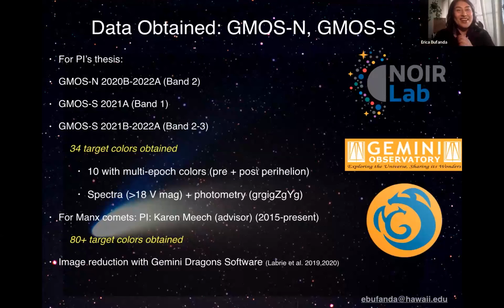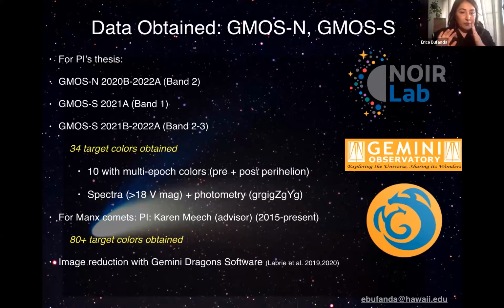There we go. Okay, so I've had the pleasure of being able to gather data using both Gemini North and Gemini South from the 2020B semester to the present, using a variety of band designations. And I've been able to collect 34 target colors, so 34 active LPC colors. At least a dozen of those have multi-epoch colors, or pre and post closest approach to the sun. And we mitigate for rotation by interweaving the g filter in between our photometry.